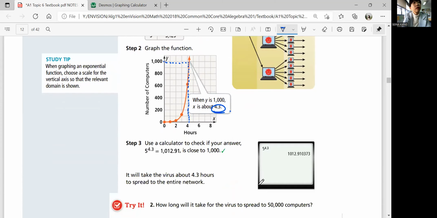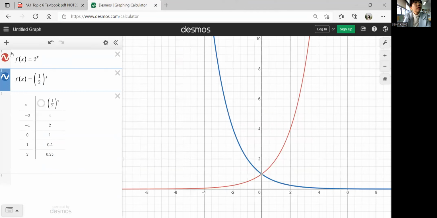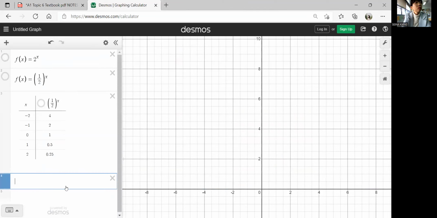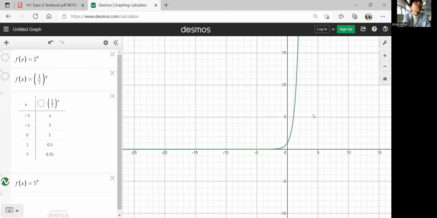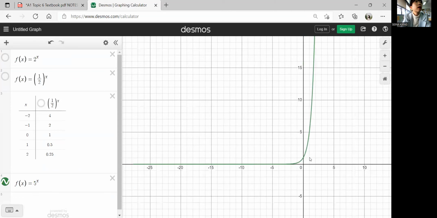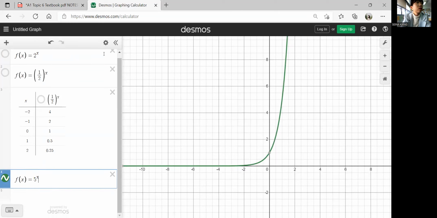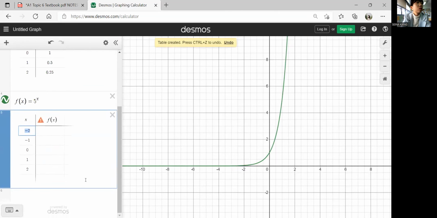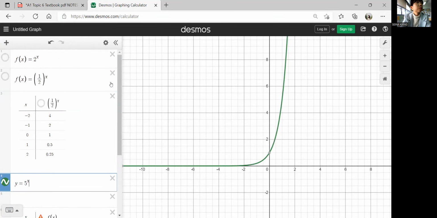All right, and then you can use a calculator to check if your answer is correct, which means you can write an equation. First, we're gonna write the function, 5 to the power of x, and see where. So you can use a graph to figure out what x is equal to when y is 1000.